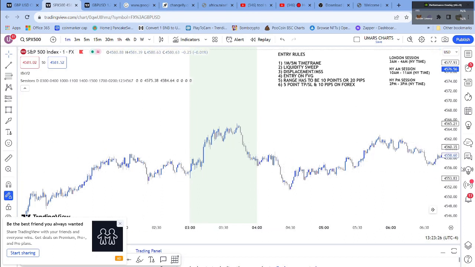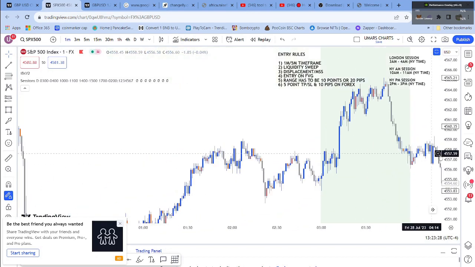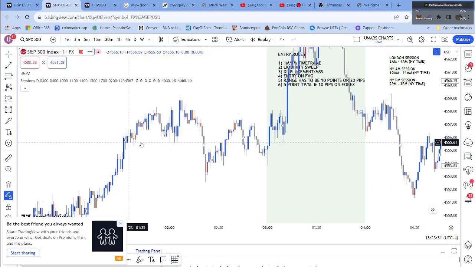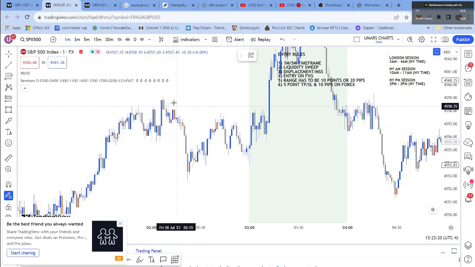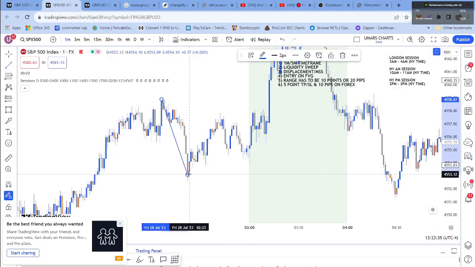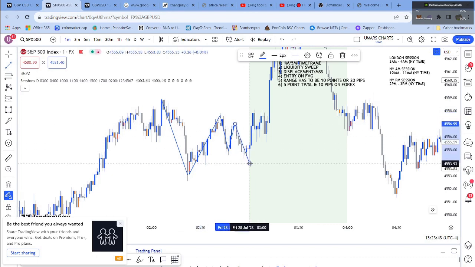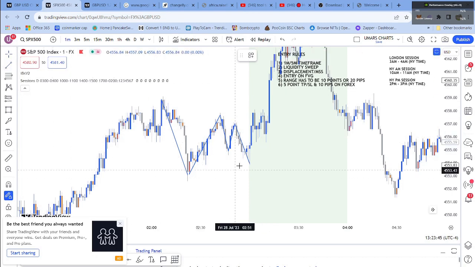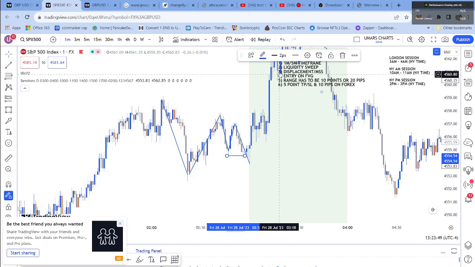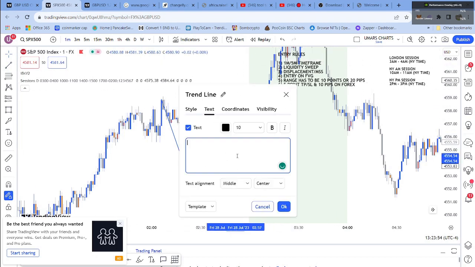Okay, so we've got London session over here. There's another entry here. As we can see, price was moving down, created a low high, failed to create a lower low, created a lower high, and then price swept this lower low. This is identified as a liquidity sweep. And let's just mark this out over here. This is the sweep of liquidity.